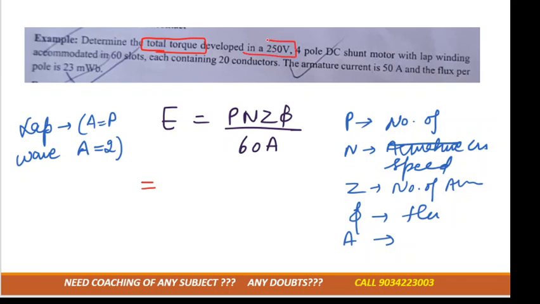They said the voltage is given: 250 volt DC shunt motor with lap winding. Lap winding means A is equal to P. We don't know how much P is, so we can consider A is equal to P only. P stays as it is. Then they said 60 slots each containing 20 conductors.